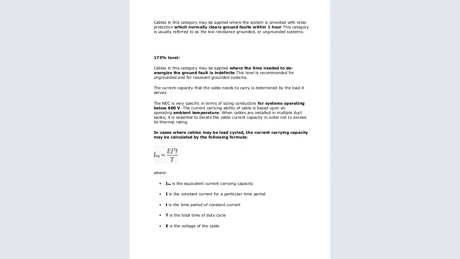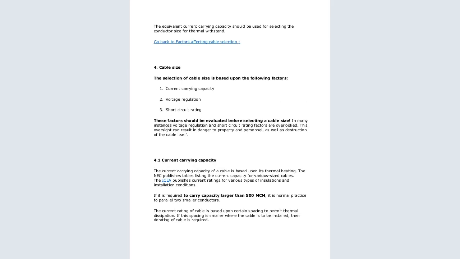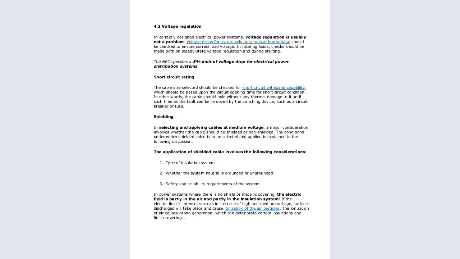The current capacity that the cable needs to carry is determined by the load it serves. So those are the formulas for calculating. We had already discussed those formulas. Another thing that we have to consider is the cable size. The selection of the cable size is based upon the following factors: the current carrying capacity, the voltage regulation, and short circuit rating. We have already talked about that, and explained the current carrying capacity. And then shielding is another factor.